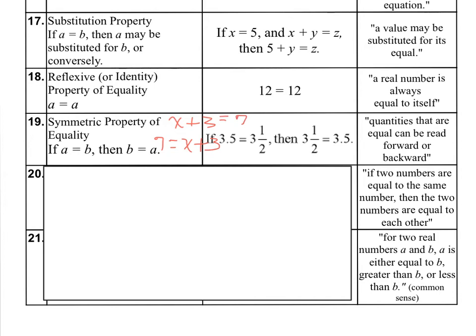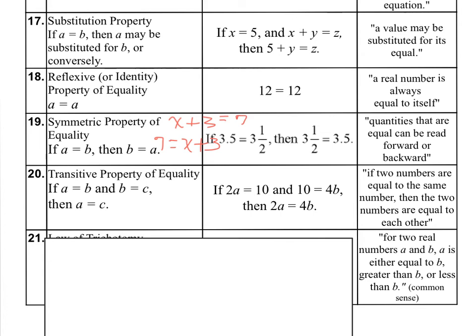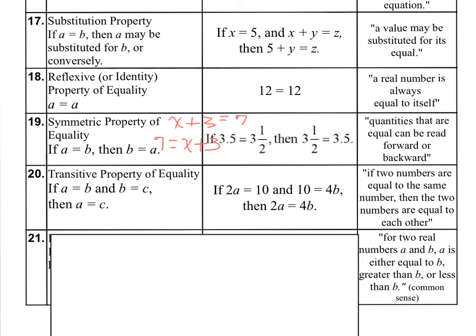Number 20 states that if two numbers are equal to the same number, then the numbers are equal to each other. This is our transitive property of equality. So if A equals B and B equals C, then A equals C. So if 2A equals 10 and 10 equals 4B, since both equations are equal to 10, then these two pieces must be equal to each other. So that's our transitive property of equality.